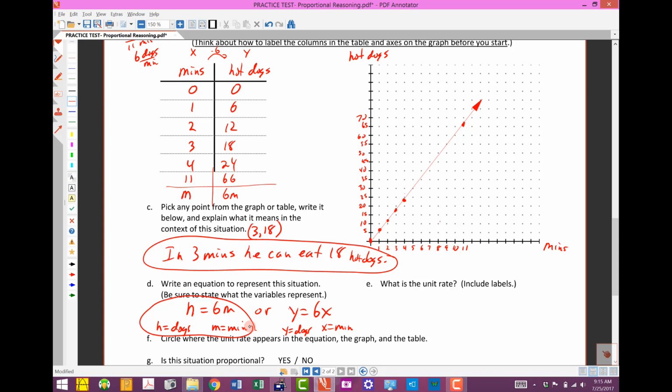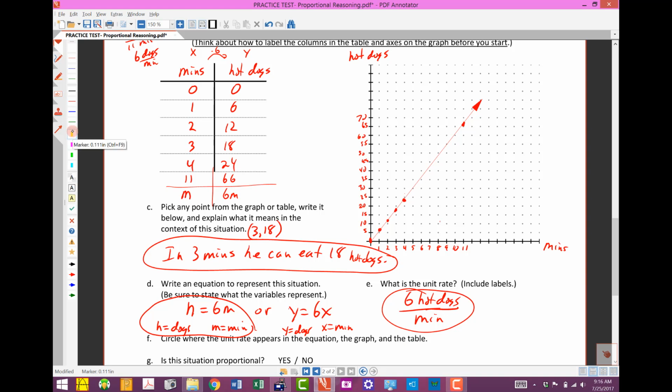Now it says what is the unit rate? Well, we figured out that unit rate toward the beginning, so the unit rate was 6 hot dogs per minute. And remember, when we say unit rate, we're talking about 1 minute. I'm not going to go ahead and write that, but keep that in mind. Then it says circle where the unit rate appears in the equation, the graph, and in the table. So let's go ahead and circle that.